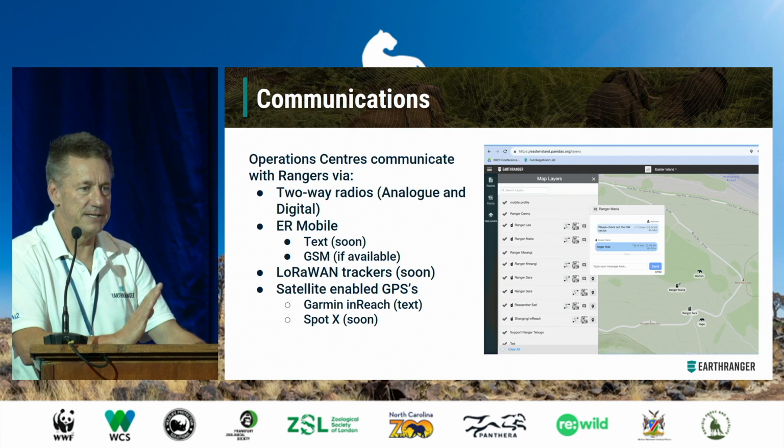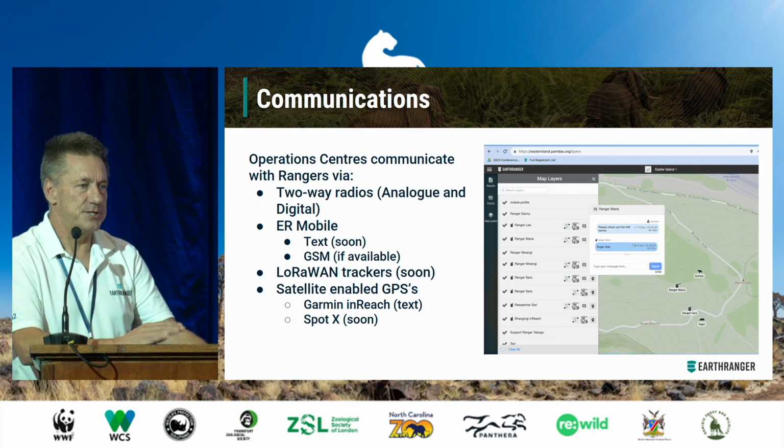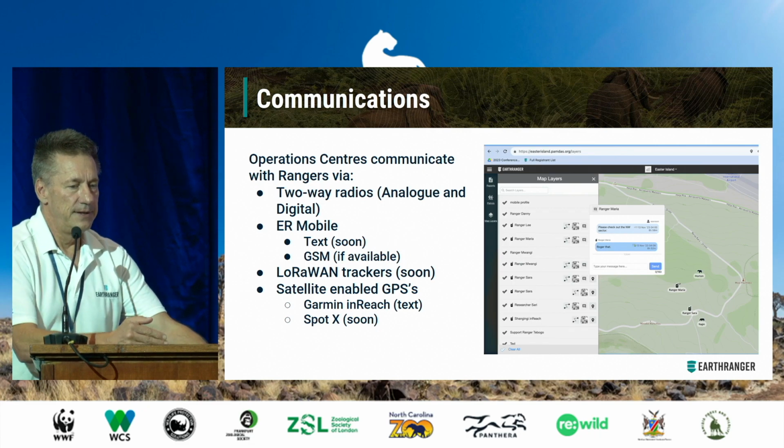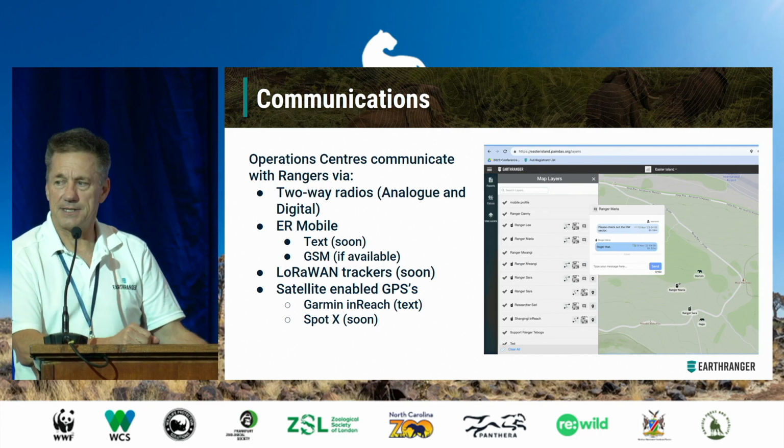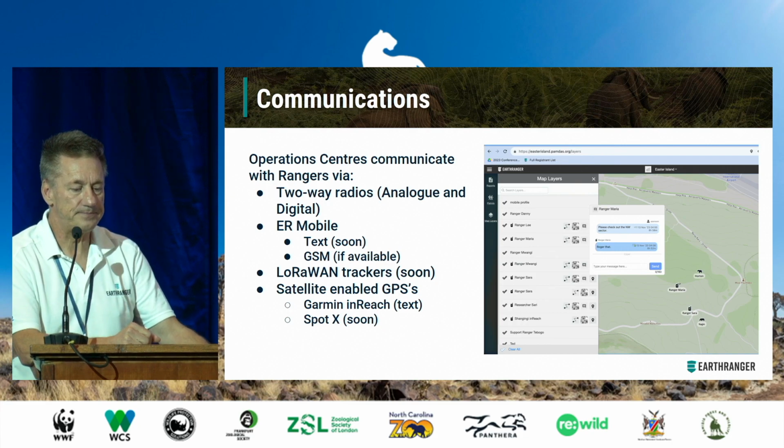You say send message 1, which is sitrep, all okay. Message 2 is got to our destination, close down the patrol. Message 3 is we're in trouble, send help, whatever it might be. And so you'd have 4 or 5 standard messages that could be sent over the LoRaWAN.